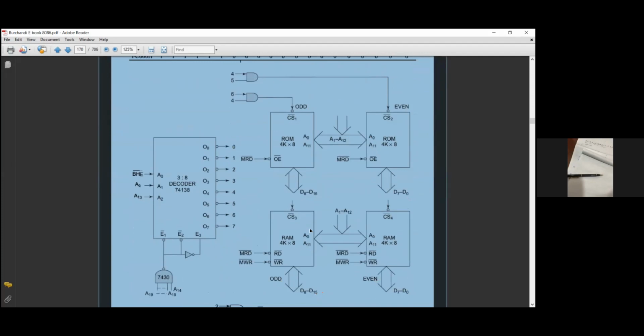Just see. This is a NAND gate. Just see E1, E2, E3, all are connected. E1 and E2 should be active low. So to activate this 3-to-8 decoder, E1 and E2 should be 0 and E3 should be 1. Am I right? Yes, sir. So that's why A14, A15, A16, up to A19, all are connected through a NAND gate.